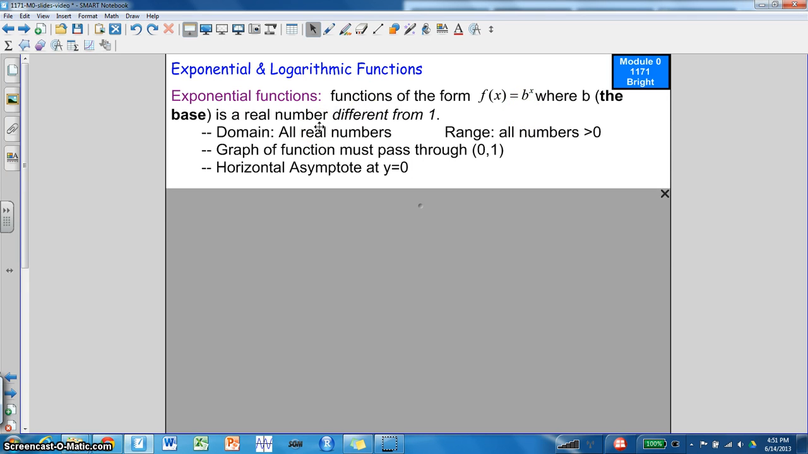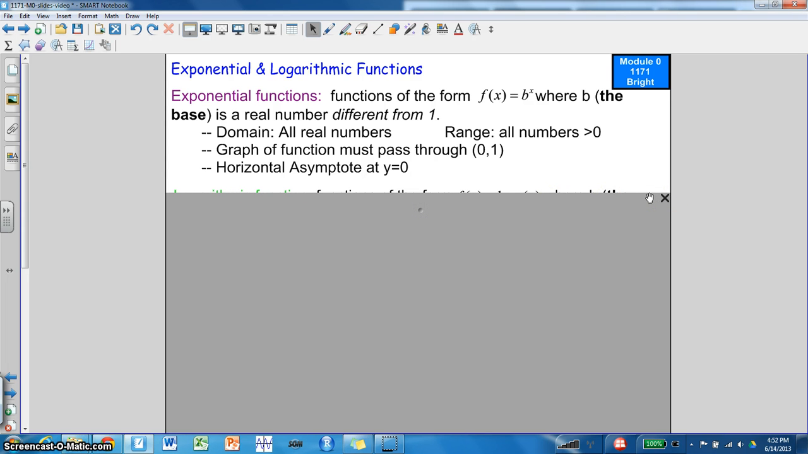A couple of basic properties of exponential functions is that the domain is all real numbers. The range has to be all numbers greater than 0, so everything above the x-axis. The graph of the function must pass through (0, 1). That's because laws of exponents say that anything to the 0 power always gives you 1. There is a horizontal asymptote at y equals 0 as well. As I mentioned before, properties of exponents still hold with all this stuff, so please review those if you are a little rusty on that.